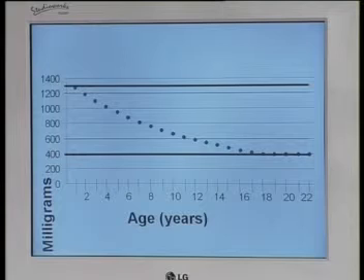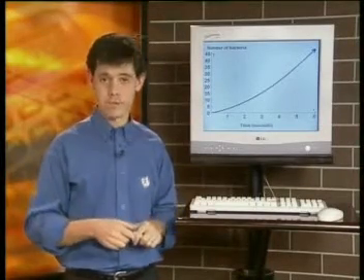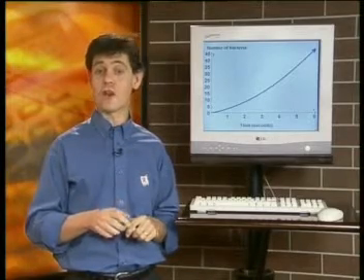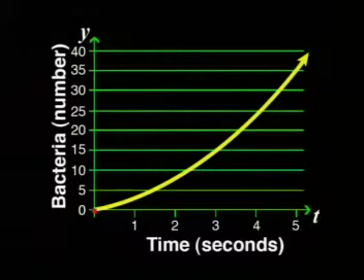This function reaches a maximum output when the age or input value is 1 year, and the function reaches a minimum value when the age is 18 or more. Let's interpret the graph of another function. This time we're going to have a look at a graph showing the growth rate of bacteria. Unless treated, specific bacteria grow at the unusual rate shown in this graph. This function is also nonlinear.